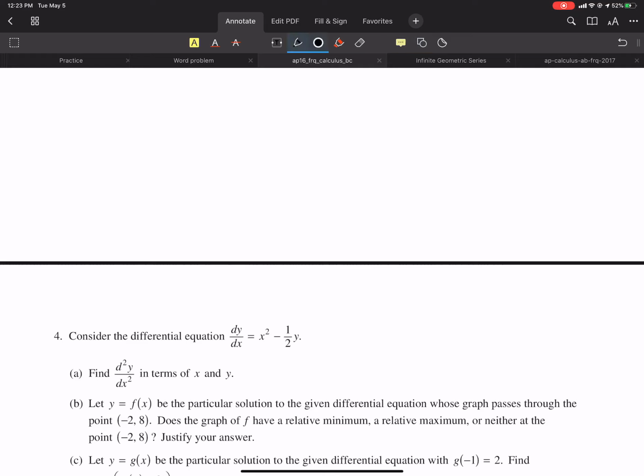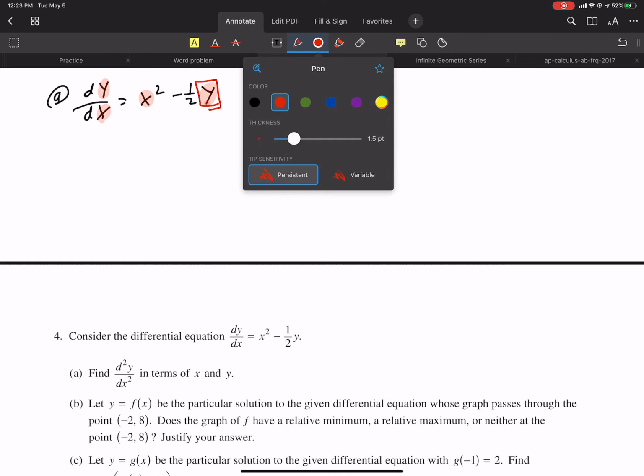So part A, you want to find the second derivative. Let me emphasize a couple of things here. Your function is y, your variable is x. Well, that's fine, that's an x, so you just take the derivative normally. But y is not x, so you have to treat it as a box, as we call it.